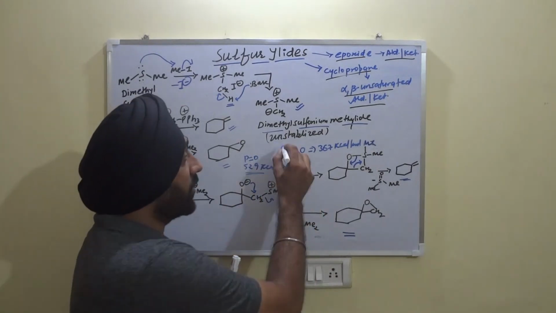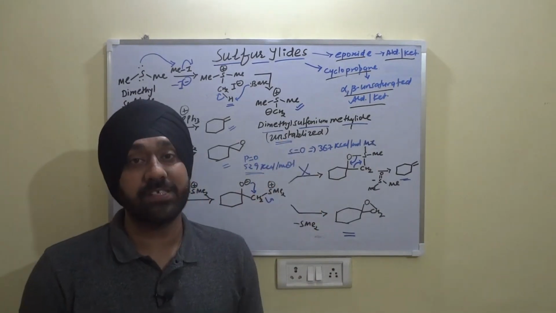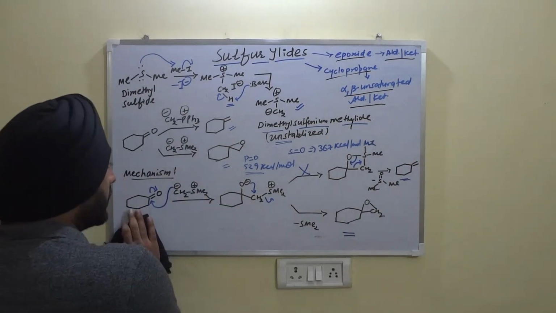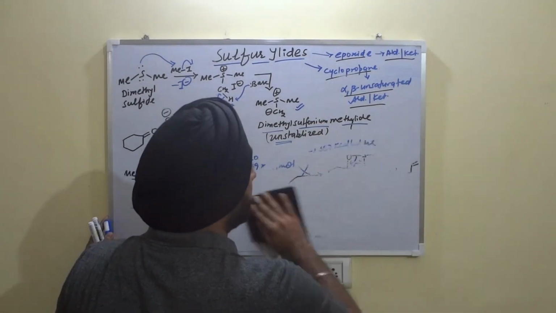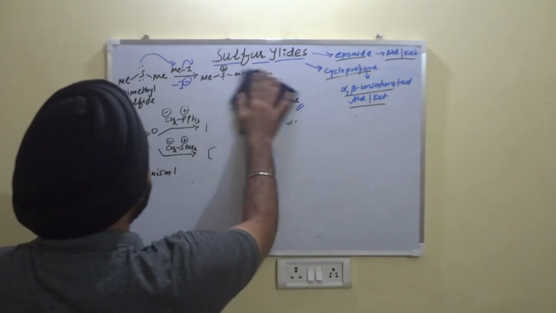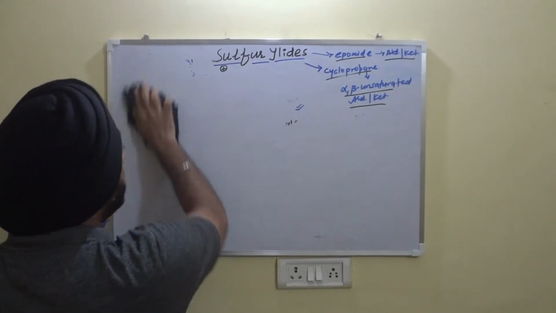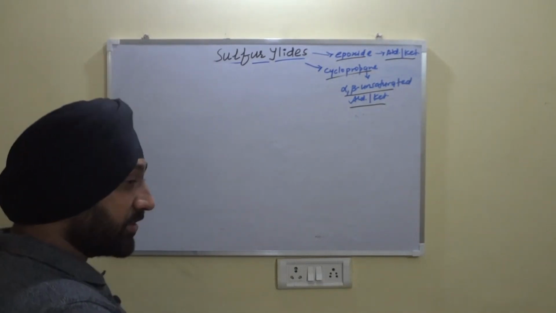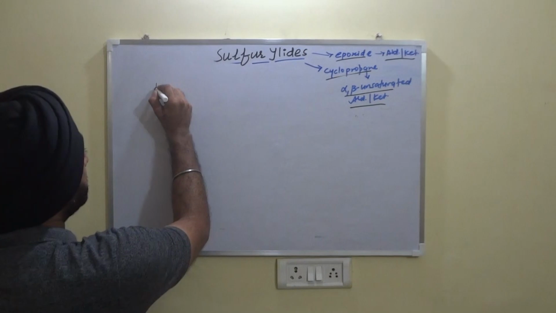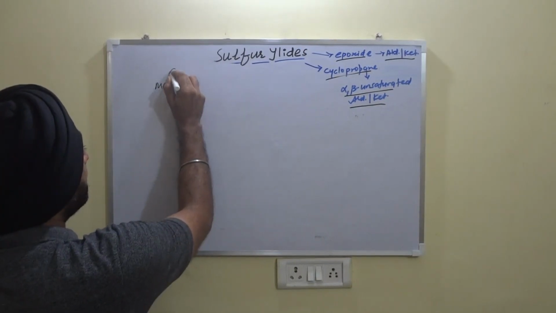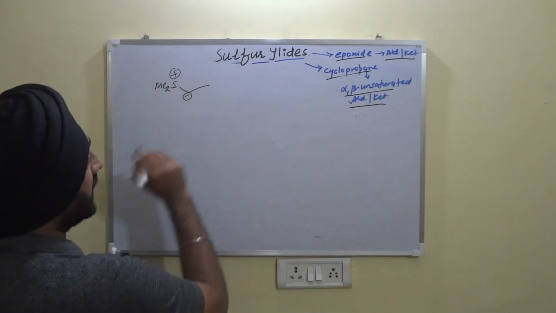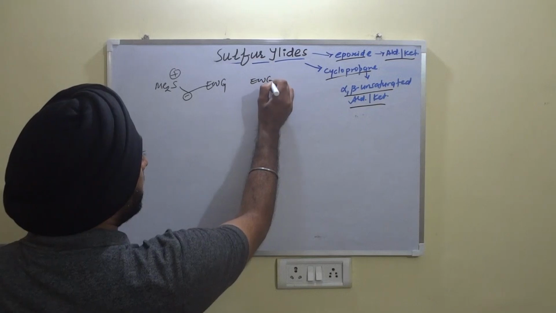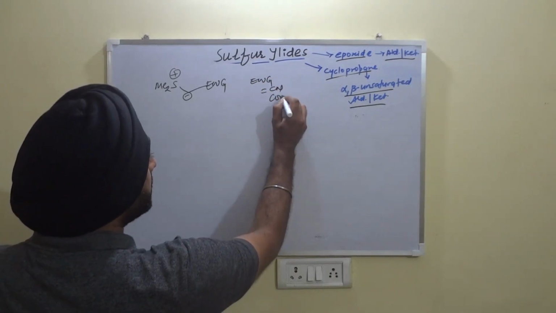Now we have looked at the unstabilized ylide. Let's see how we can stabilize this unstabilized ylide. We don't need to do anything, we just need to put an electron withdrawing group next to the negative charge. Now that negative charge can undergo conjugation with the electron withdrawing group. Let us suppose we have this negative charge. If we put an electron withdrawing group next to it, it can be cyano or it can be COEt.